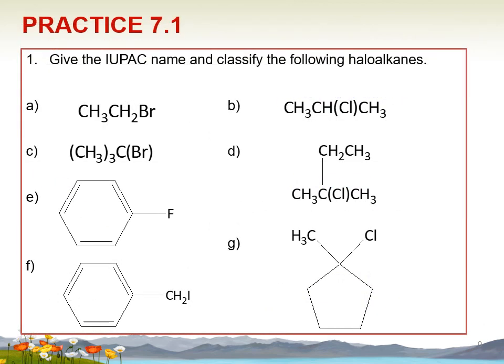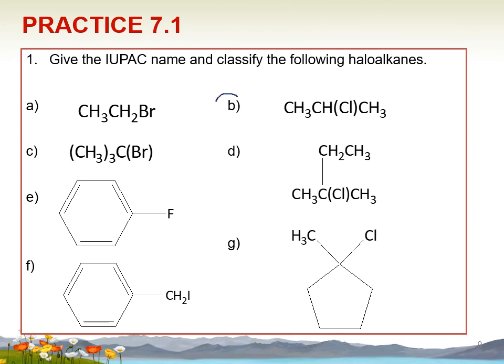Now, let's do practice 7.1 together. Give the IUPAC name and classify the following haloalkanes. For the first one, A, it's the simplest compound we have now that we have done the naming test. This compound is called bromoethane and it is a primary halide. Okay, let's look at B now.